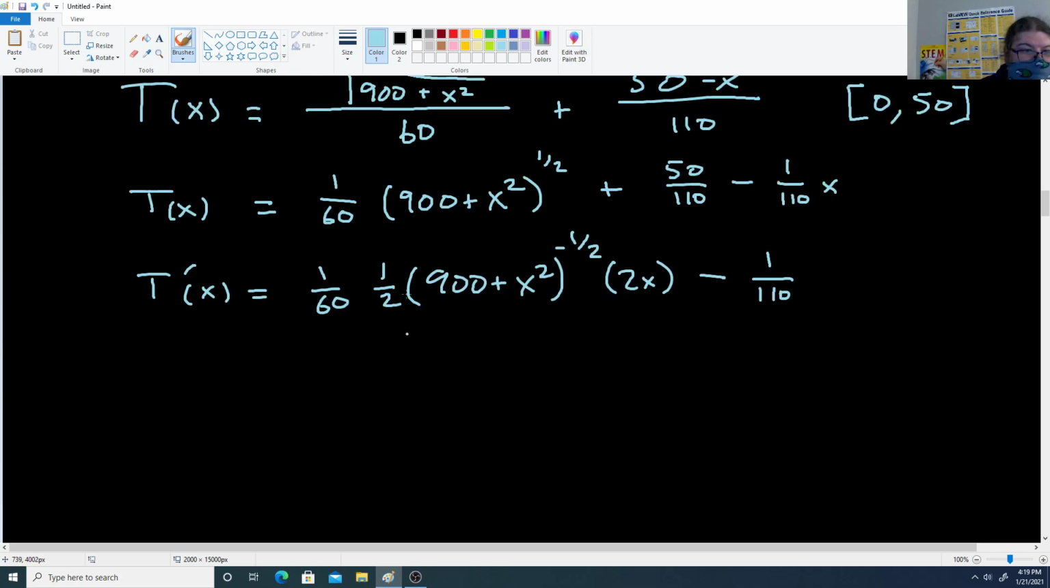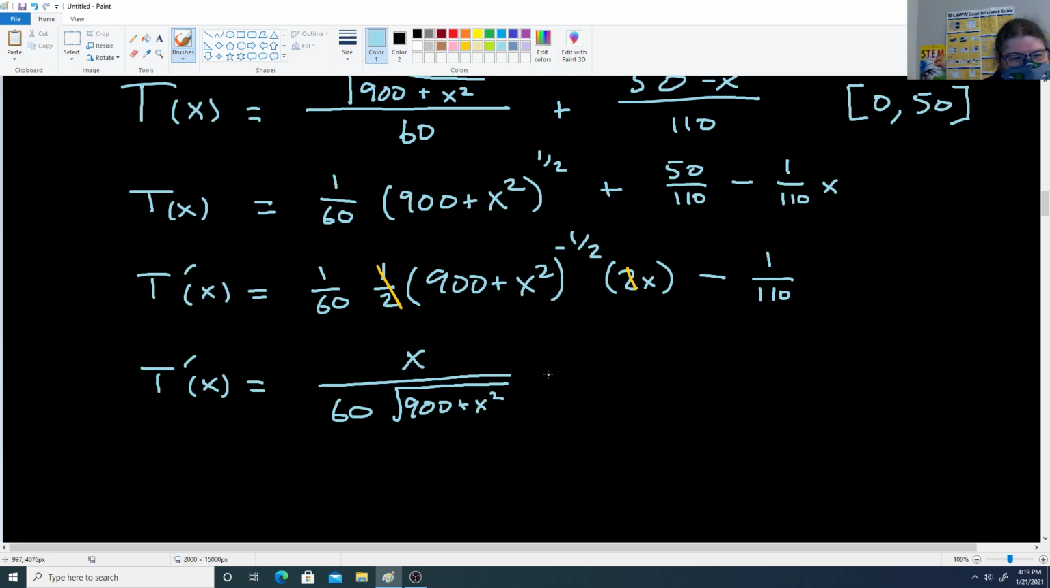So a couple things. We can cancel the 1/2 and the 2. I'm going to set this up to make it look nicer now. We have x up top, we have 60 down here, and since this is all to the negative 1/2 power, it's the square root of 900 plus x squared. And then that's all minus 1 over 110.